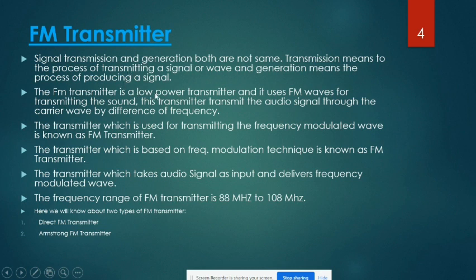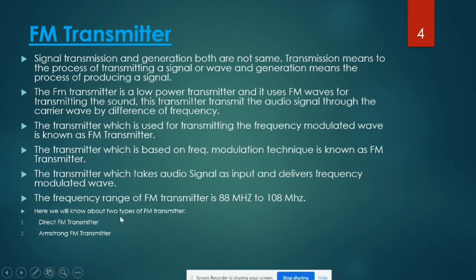Now, an FM transmitter is a low power transmitter and it uses FM waves for transmitting sound. The transmitter transmits the audio signal through the carrier wave by variation of frequency. The transmitter which is used for transmitting the frequency modulated wave is known as an FM transmitter. Or we can say the transmitter which is based on the frequency modulation technique is known as an FM transmitter, which takes an audio signal as input and delivers a frequency modulated wave. The frequency range of an FM transmitter is 88 MHz to 108 MHz.